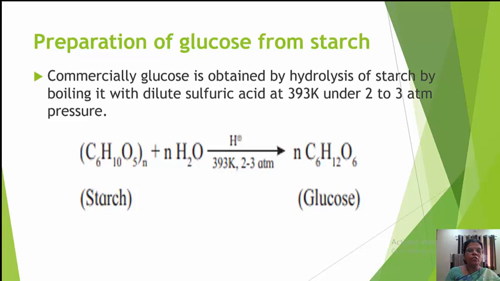The molecular formula of starch is (C6H10O5)n. Now this starch is a polysaccharide which on hydrolysis gives a number of units of monosaccharides. When starch is hydrolyzed, n molecules of water are used. In presence of acidic medium at 393 Kelvin temperature under 2 to 3 atmospheric pressure, it gives n number of C6H12O6, that is glucose units. That is, starch when it undergoes hydrolysis gives a large number of glucose units.